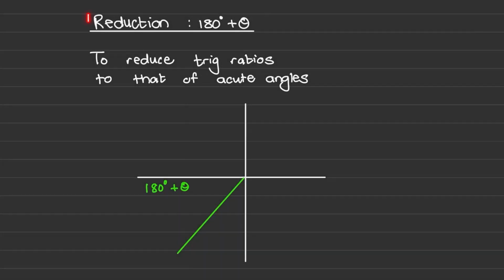In this video we'll discuss reductions, and we are going to focus on 180 degrees plus theta. That means for an angle that is in the third quadrant. A reduction is to reduce a trig ratio to that of an acute angle. So we want to rewrite the trig ratio in the third quadrant to fit into one in the first quadrant.